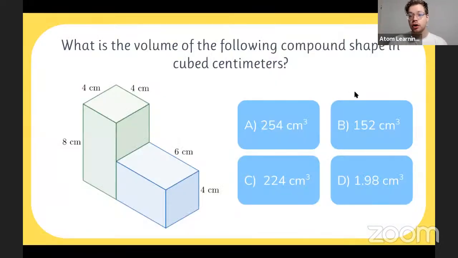Right, on that note, maybe you might need to split this compound shape. What is the volume? Have a go. I might do an algebra extension. Why not?